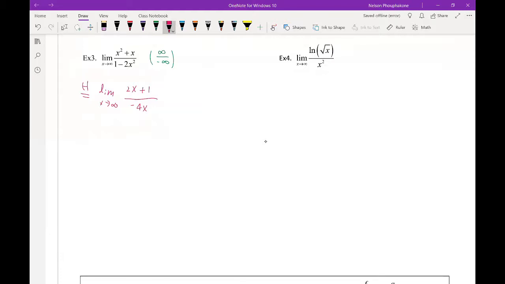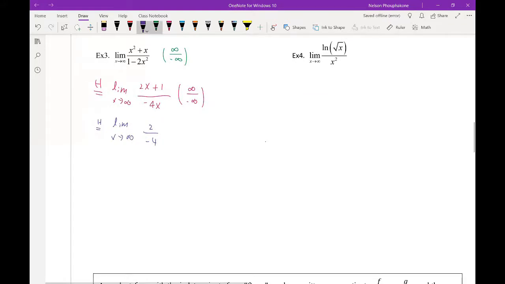Then now we could check it again. So we have infinity over negative infinity. So then now we could apply another L'Hopital rule. Then I will have 2 over negative 4. So in this case, the answer will be -1/2. Yeah, this is exactly what we have.